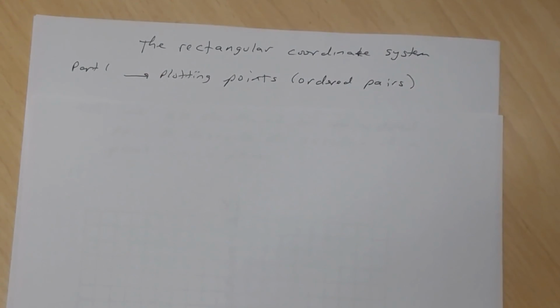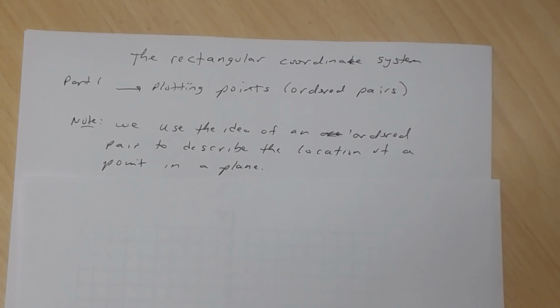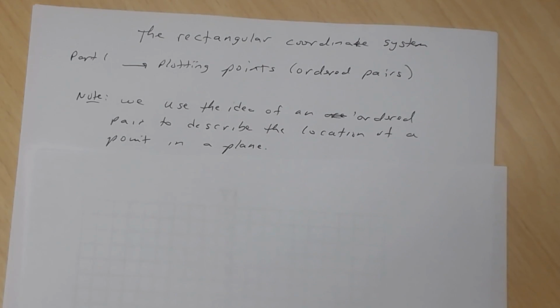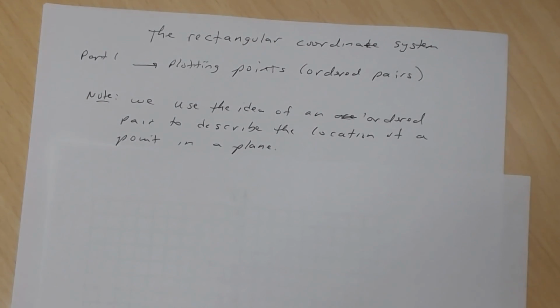Okay, so in this lesson, we're going to talk about plotting points, and these points are called ordered pairs, and so we're going to talk about what an ordered pair is as we go through this. But in general, just note that we use the idea of an ordered pair to describe the location of a point in a plane. So let's talk about the idea of a plane.